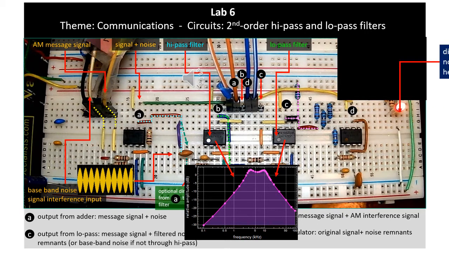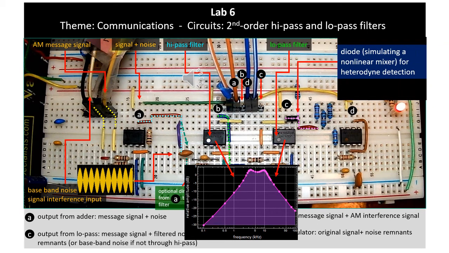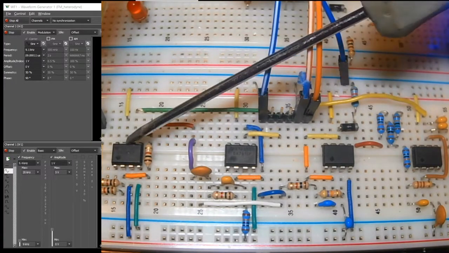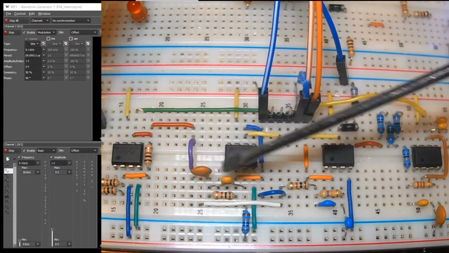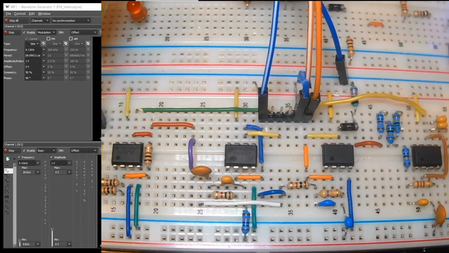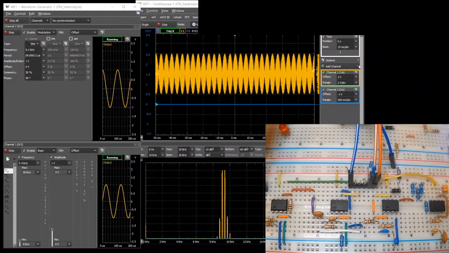The filter output is input into a diode, which is used as a rectifier to demodulate a signal in other demonstrations. However, here it is used as a nonlinear mixer. The adder output, sent through the bandpass filter, is then coupled into a diode. The scope yellow trace is the output of the bandpass filter, showing essentially the original beat signal.